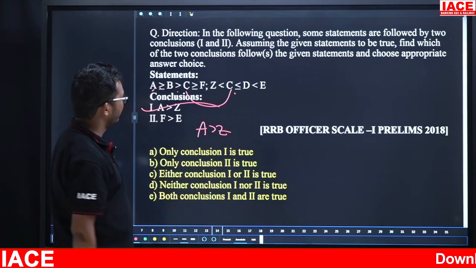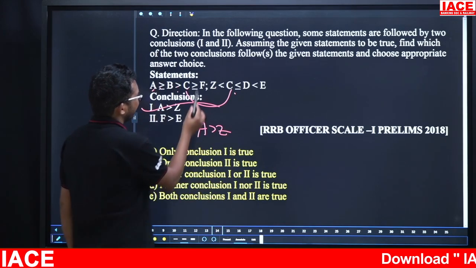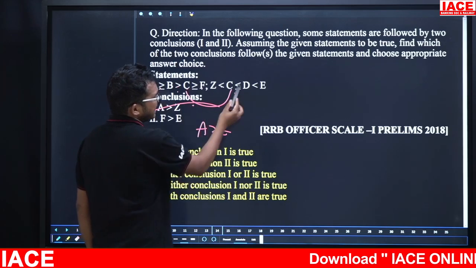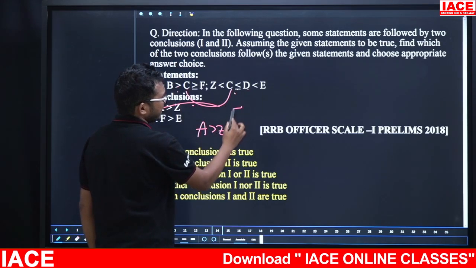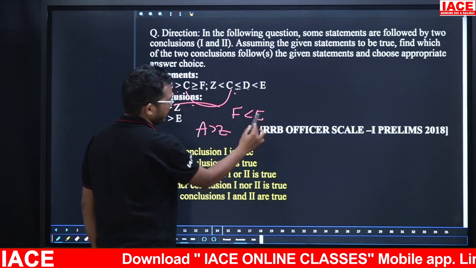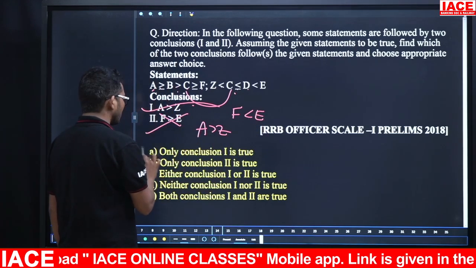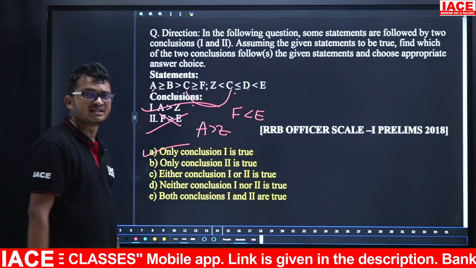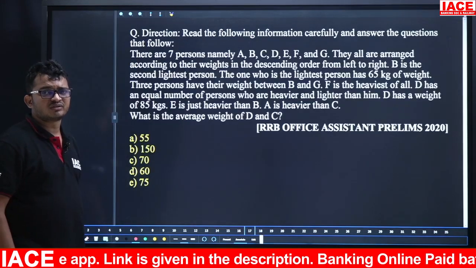Second one, F and E. Between F and E, what are the symbols here? F is less than or equal to C, C less than or equal to D, D less than E. Resultant is less than, so F is less than E. But they have given F greater than E, no chance. So the answer is only one follows. Option A is the answer. Take next question. Your time starts now.